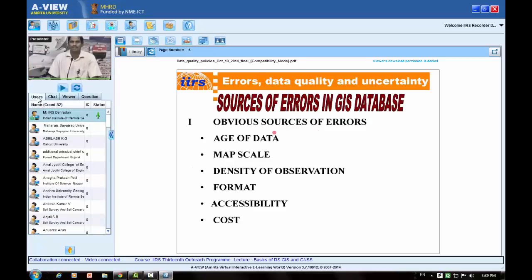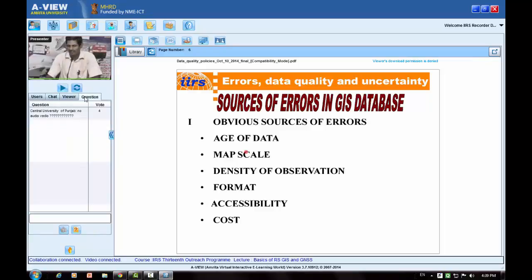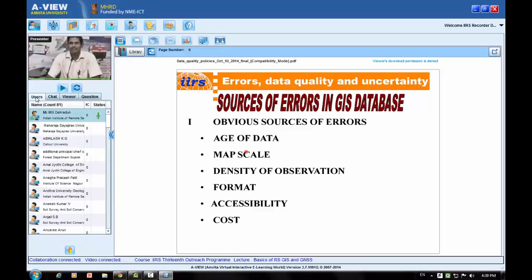Out of these three, the first is obvious sources of errors. A majority of the data for generating GIS themes comes from maps, like topographical maps at 1:50,000 and 1:250,000. There the accuracy depends upon the age of the data. Sometimes maps were made almost 20 or 30 years back, and now you are using them.